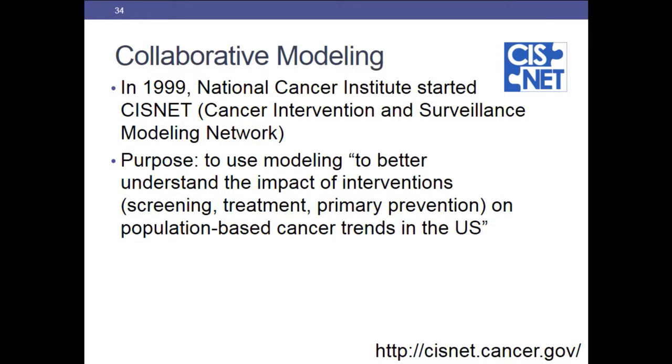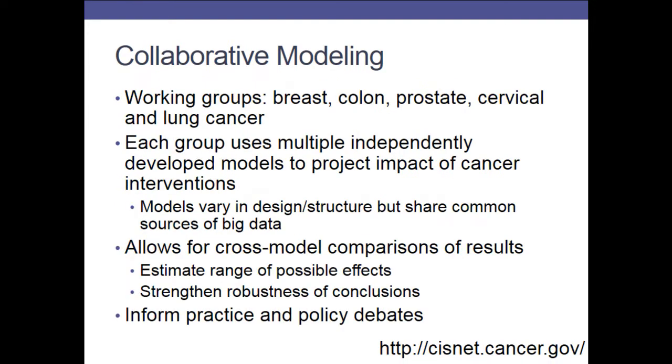So because of this, the National Cancer Institute developed this concept of collaborative modeling. In 1999, they started CISNET, which is the Cancer Intervention and Surveillance Modeling Network. The purpose of this network was to use modeling to better understand the impact of interventions, including screening, treatment, and primary prevention on population-based cancer trends in the US.